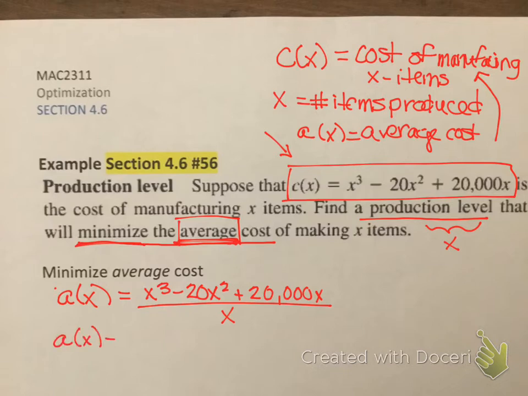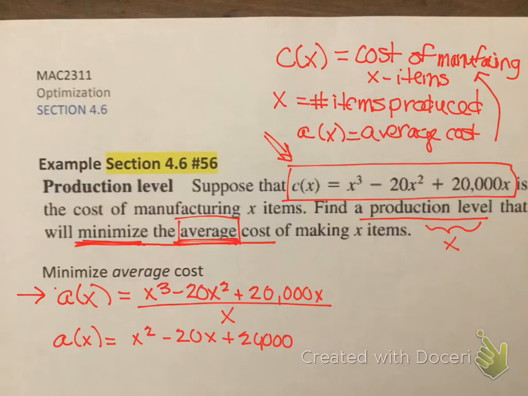So this function would simplify to x squared minus 20x plus 2,000. Did I get that wrong? 20,000. All right. So, again, you know the cost function. You are creating the average cost function. You need to minimize this function.